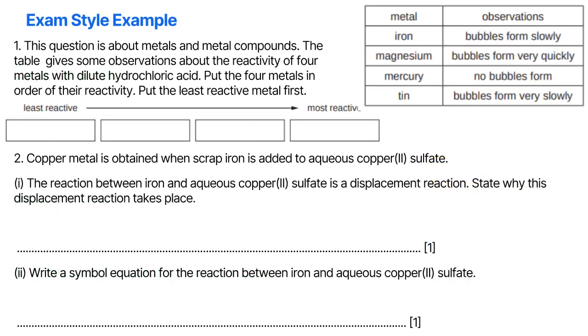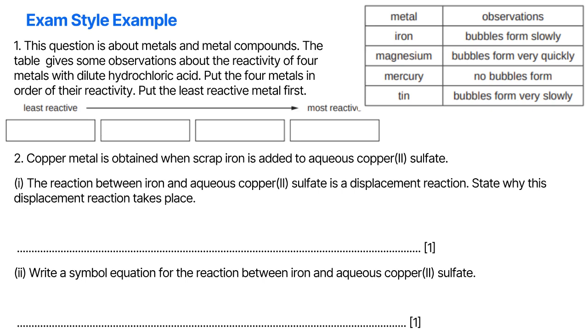Let us solve an exam past paper. Question 1. The table gives some observations about the reactivity of 4 metals with dilute hydrochloric acid. Put the 4 metals in order of their reactivity. Put the least reactive metal first.